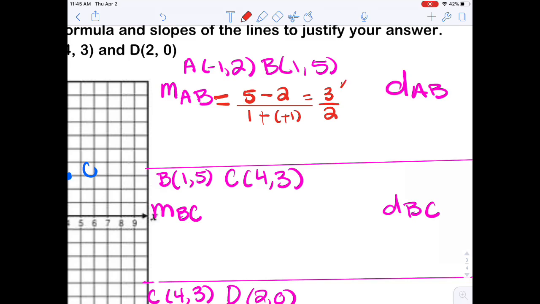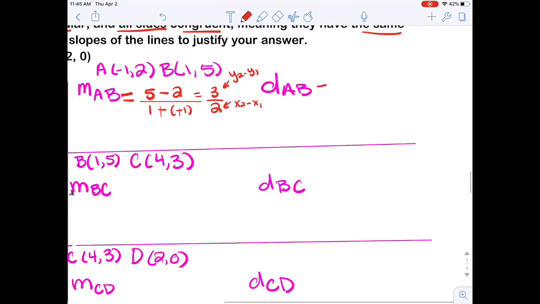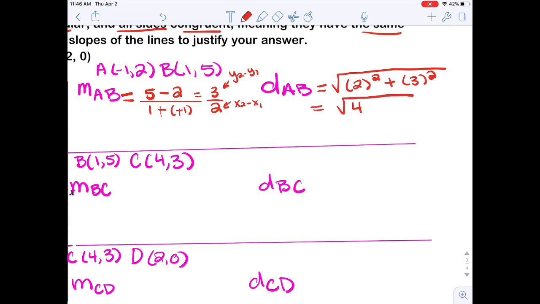Okay, so this number represented y2 minus y1, and this number represented x2 minus x1. So we can actually just transfer that quickly to my distance formula. I know that the distance formula is the square root of x2 minus x1 squared, so I'm just going to take 2 and square it. y2 minus y1, so we'll just take 3 and square it. So 2 squared is 4, 3 squared is 9. So here I would get the square root of 13, which is approximately 3.6.